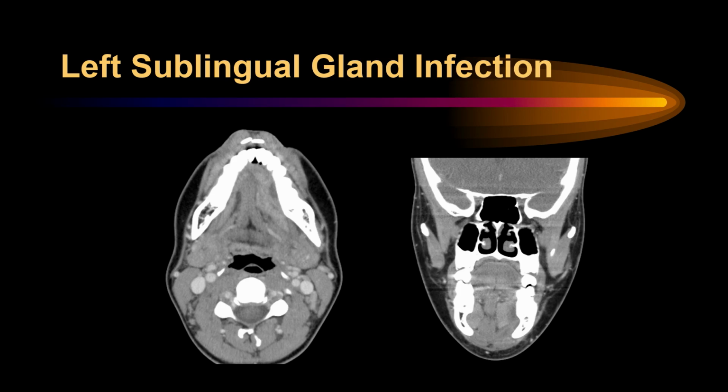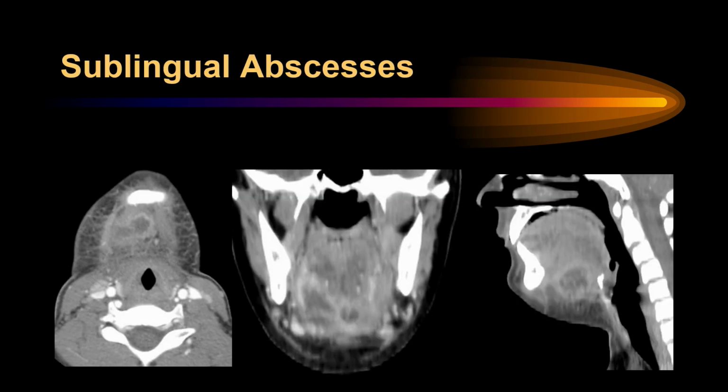You can get infections in the sublingual gland. And it's one of those things where you kind of have to know where to look. You're zooming through your axial images and you notice some asymmetry. You go to your coronals and you can see that the sublingual gland is enlarged. It's enhancing a little bit more than its counterpart on the right. And there we are. And of course, you can have a sublingual abscess.